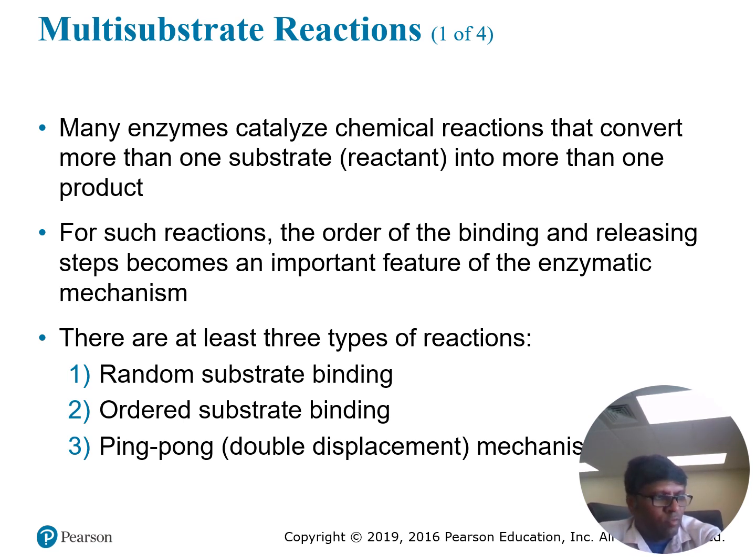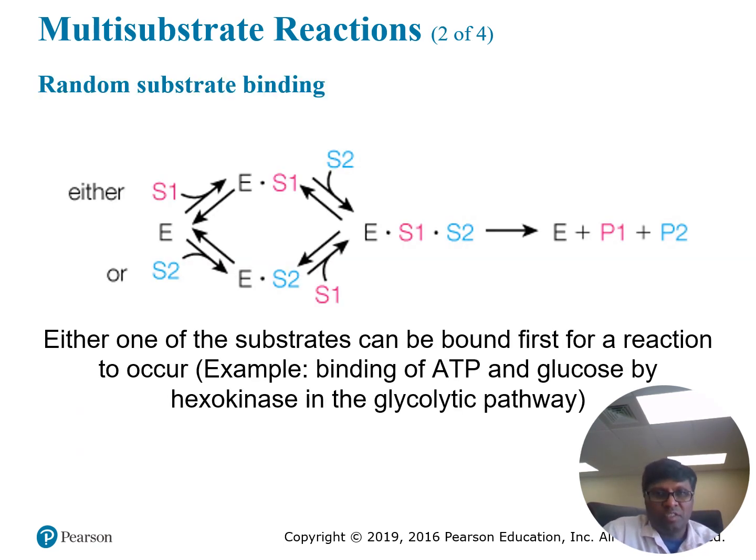So when we talk about the specificity of enzymes with the substrate, many enzymes catalyze chemical reactions, and they convert more than one substrate into more than one product. So in that case, there is the binding of the substrate to the enzyme and the releasing, and it depends on several factors, like random substrate binding or the order of substrate binding, and also when there is displacement of the substrate. One substrate is bound and then afterwards it is displaced and another substrate is bound. So it depends on several factors, and those are called random substrate binding, and multi-substrate reactions happen on those.